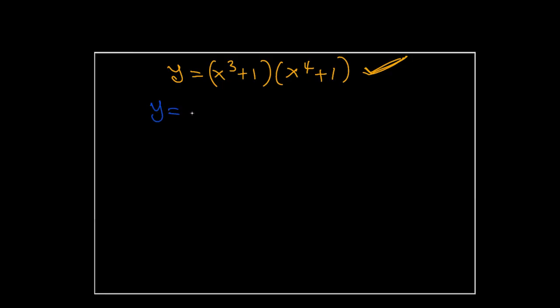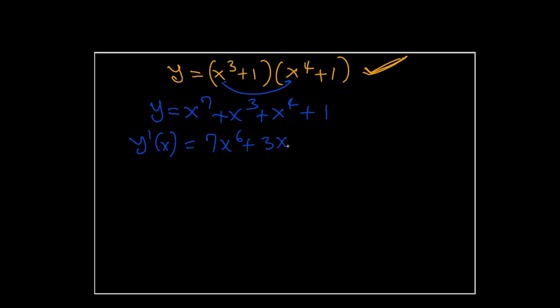You can as well do the expansion for this one. Do the expansion, the differentiation with respect to x, and that will be equal to 7x to the power 6 plus 3x squared plus 4x to the power 3. The derivative of 1 is 0.